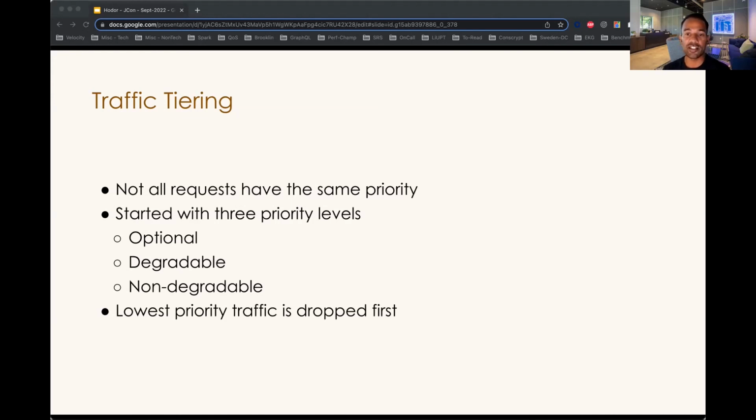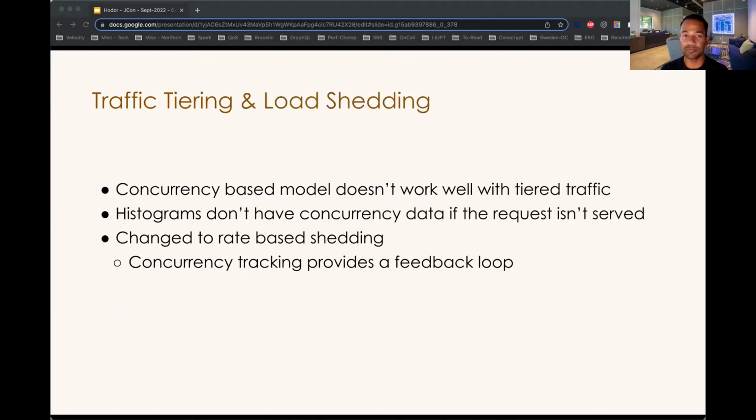Traffic tiering at LinkedIn started with 3 priority levels: optional, degradable, and non-degradable. All online traffic is categorized into non-degradable, and the majority of the offline requests are categorized into optional. So whenever there is an overload, the traffic tiering load scheduler prioritizes dropping offline requests first, before the online requests. Now let's look into the implementation details of traffic tiering at LinkedIn.